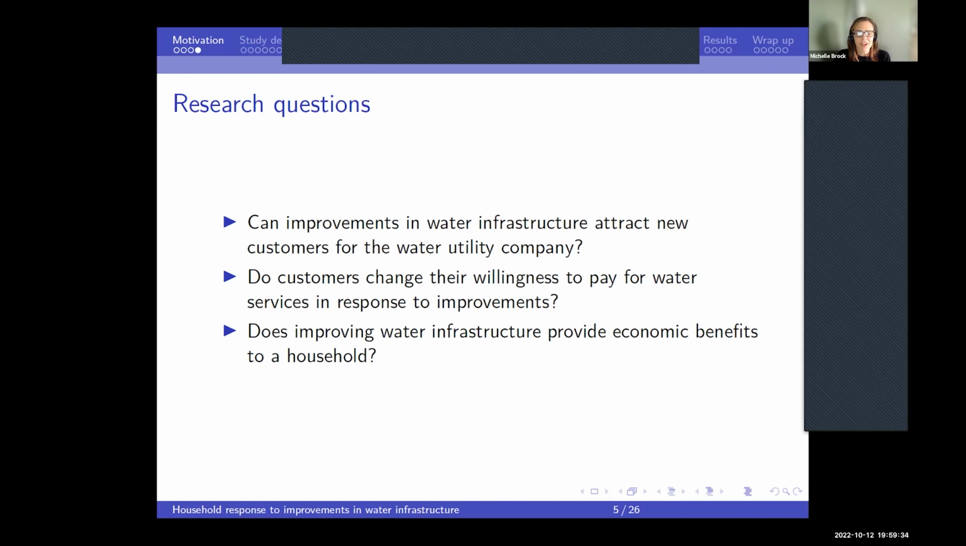Finally, can we talk about economic benefits to the household? There is a small literature that traces economic benefits of water infrastructure to time savings. And so we also add some insight into that question with this paper.